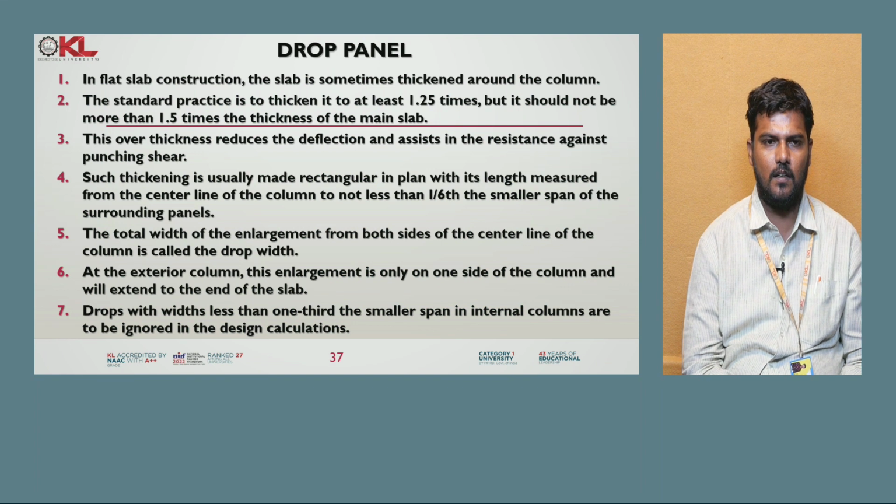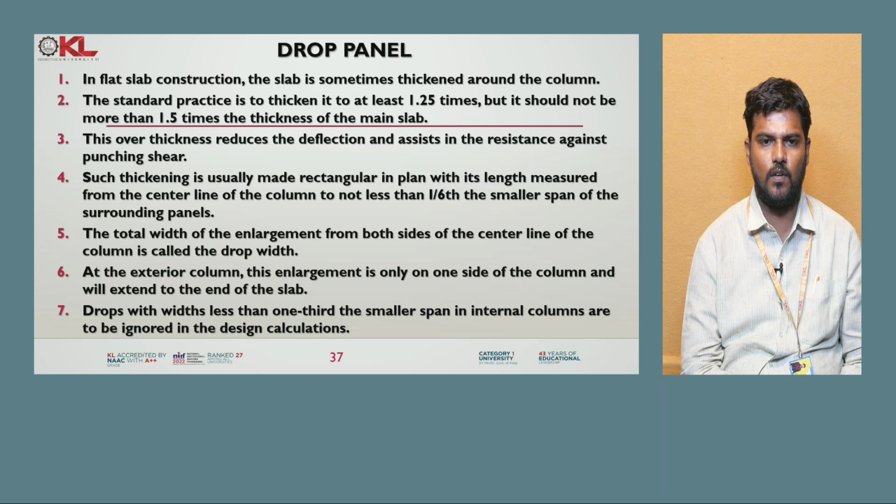And coming to the introduction about the drop panel, in flat slab construction, the slab is sometimes thickened around the columns. The standard practice is to thicken it at least 1.25 times, but not more than 1.5 times the thickness of the main slab. The over thickness reduces the deflection and assists the resistance against punching shear.